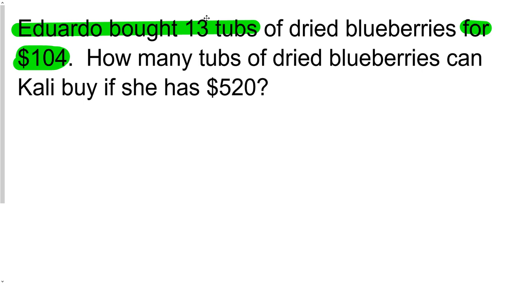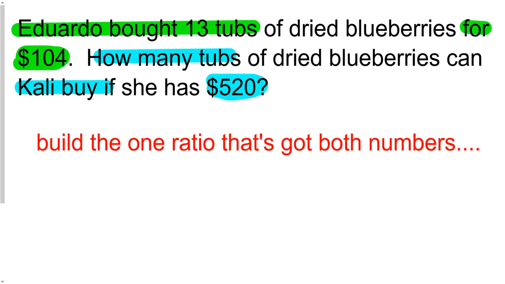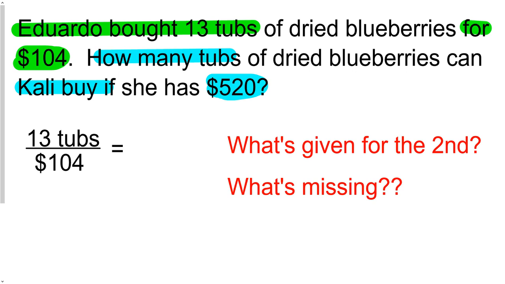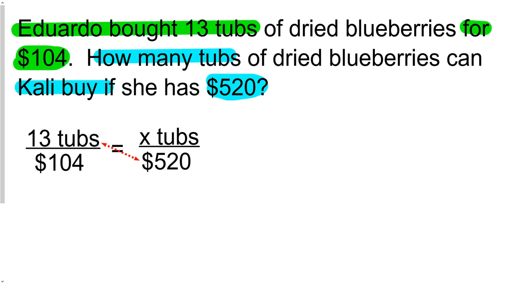And since Eduardo was tied into 13 tubs and $104, let's just make that into a ratio. And then the second part, Callie with the 520, that'd be like the second ratio. So build the one that's got both numbers, 13 tubs, $104, that's Eduardo. And now Callie, well, we're missing one, but we've got one, and we know the one that's missing is X tubs. How many tubs? We don't know, so we'll put that as an X, and tubs is on top over here. So we'll make the X tubs on top over here for Callie's. And then we know that she's got $520. We'll put that on the bottom. Now we just go solve.